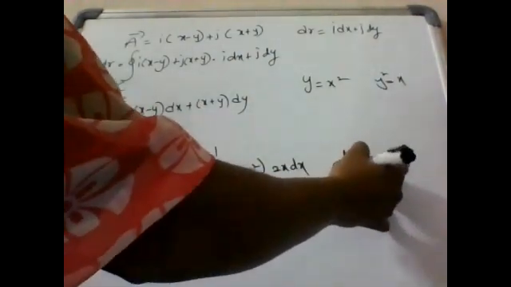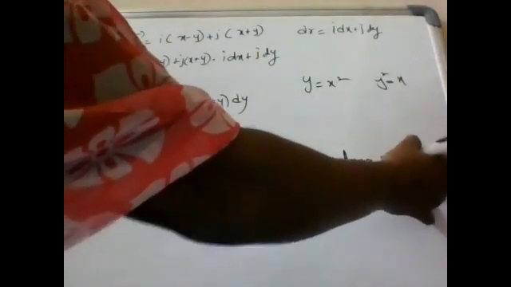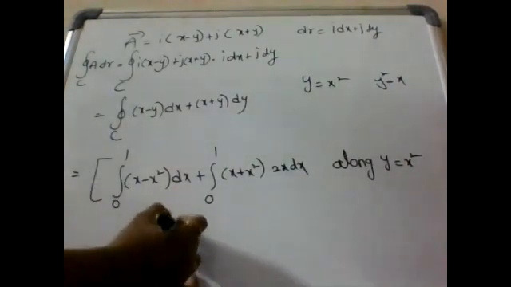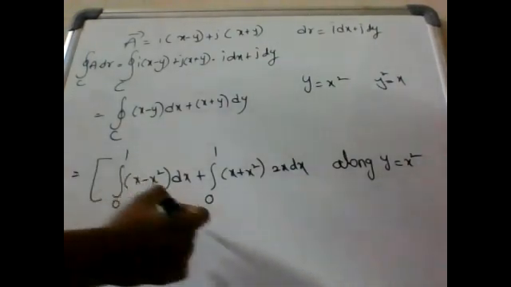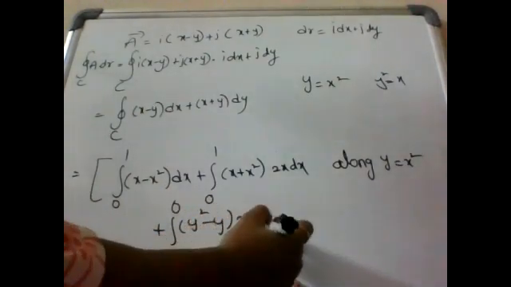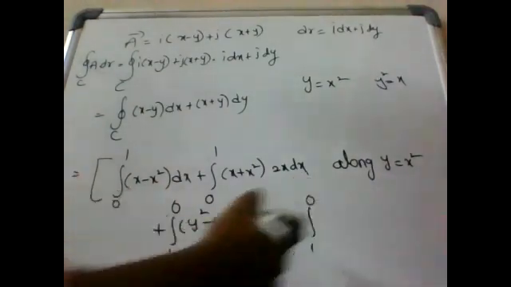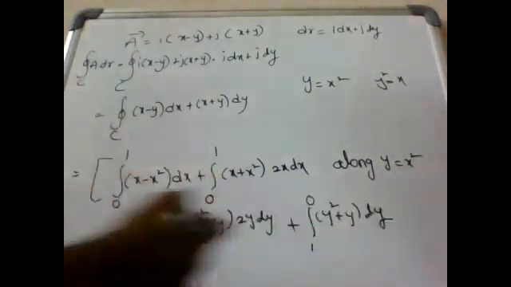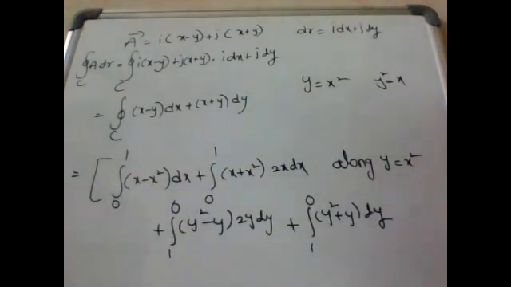along y equal to x square, plus the integration from 1 to 0 of (y square minus y) into 2y into dy, plus the integration from 1 to 0 of (y square plus y) into dy. So from the point (1, 1), the x value is 1 and the y value is 1. So x limits are 0 to 1 and y limits we have to take 1 to 0.